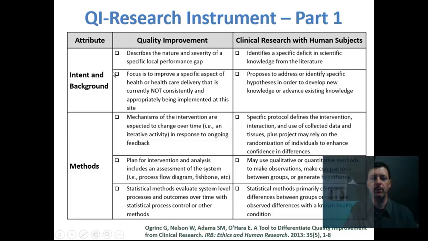The table is split into 3 columns. There is a column that lists the attributes, the components of quality improvement, and this column is taken from the SQUIRE guidelines. And then there's a column about clinical research with human subjects. There are 6 attributes total in the instrument, and so we see 2 of the attributes here, intent and background and methods. And so, as you see, what we think the advantage of this instrument is that it clearly defines what is part of quality improvement. So it's not making quality improvement just things that are not research. It's telling you the clear components of what goes into quality improvement.